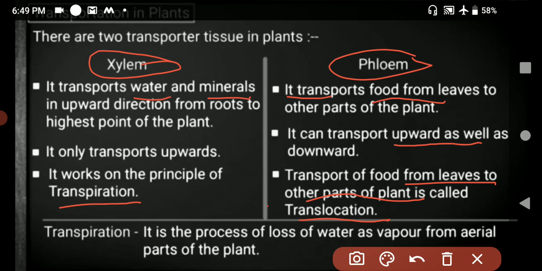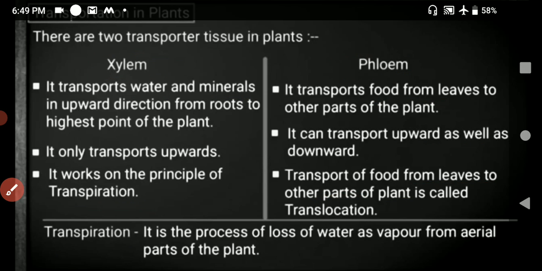So the next is transpiration, the term we encountered above. What is transpiration? It is the process of loss of water as vapor from the aerial parts, the upper parts, of the plants. So this was transportation in humans and plants. Hope you understand that. Thank you.